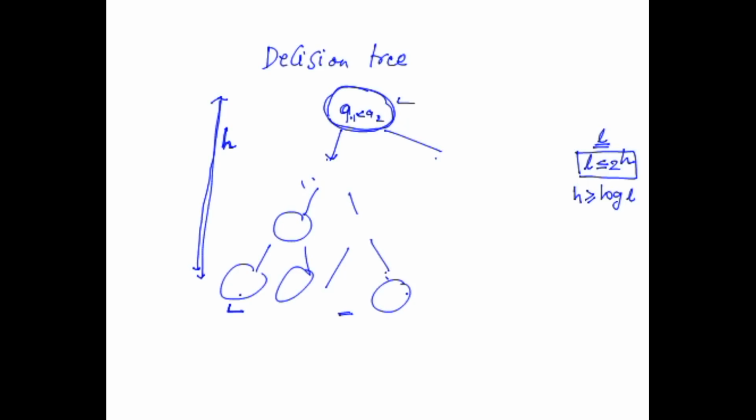So h, which is the number of comparisons done by this algorithm in the worst case, is going to be greater than or equal to log of L, where L is the number of leaf nodes. Now let's ask the question: what is the number of leaf nodes that this decision tree should have? If there are n numbers, the input can be any one of the permutations of the given n numbers.